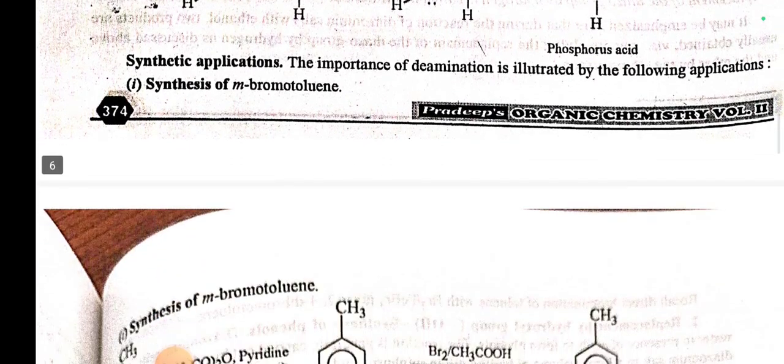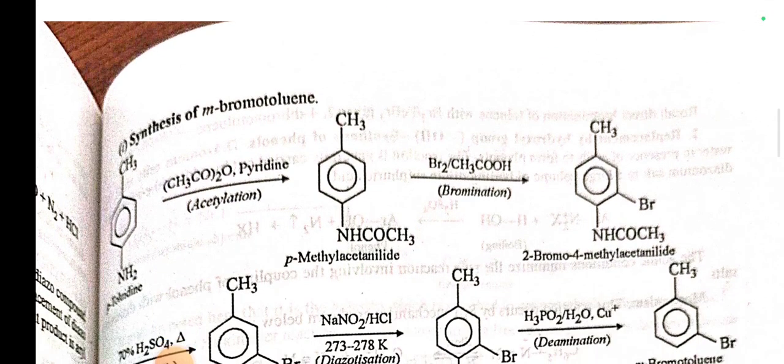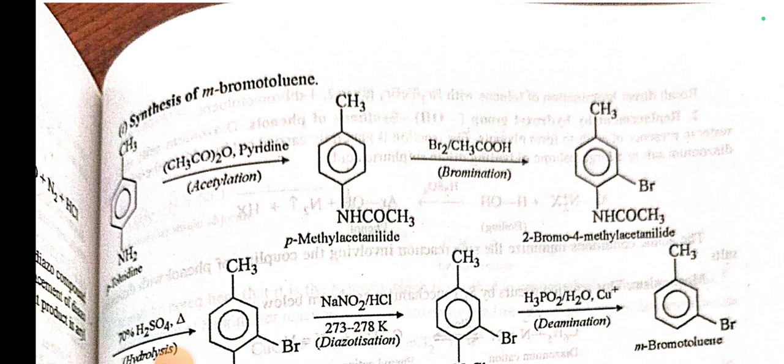Synthetic application. The importance of deamination is illustrated by the following applications. Number 1. Synthesis of meta-bromotoluene. Para-toluidine in presence of (CH3CO)2O, pyridine, acetylation, gives para-methyl acetanilide. Then reacted with Br2, CH3COOH, called bromination, gives 2-bromo-4-methyl acetanilide.